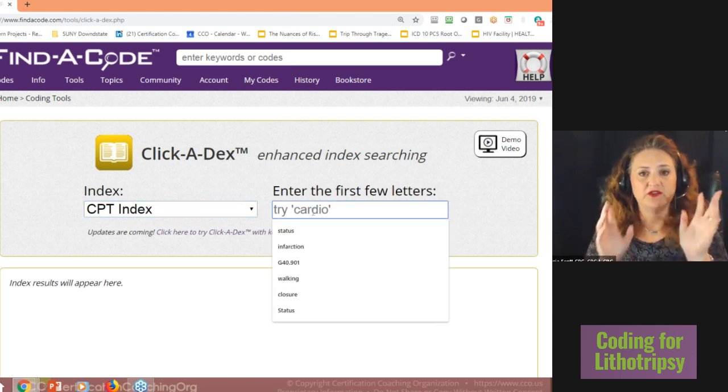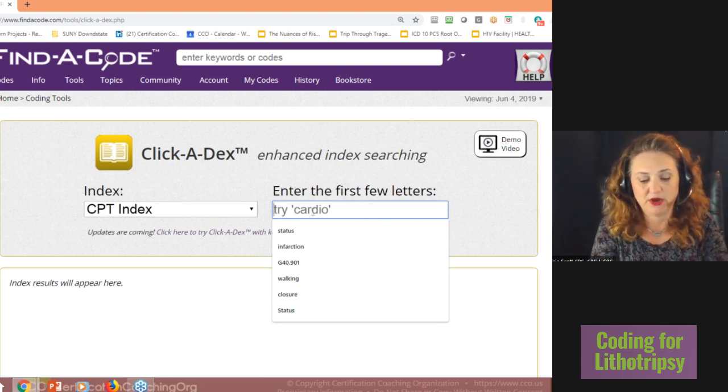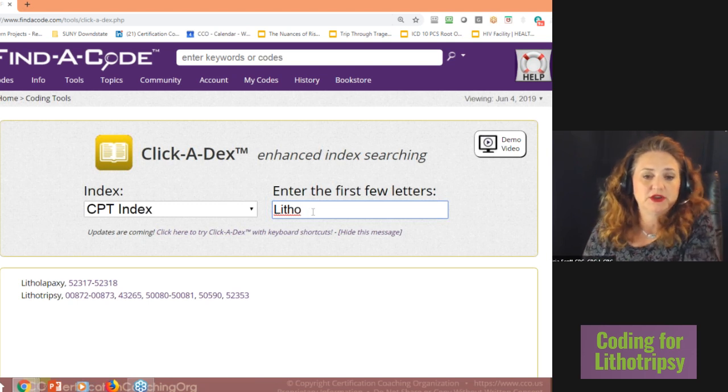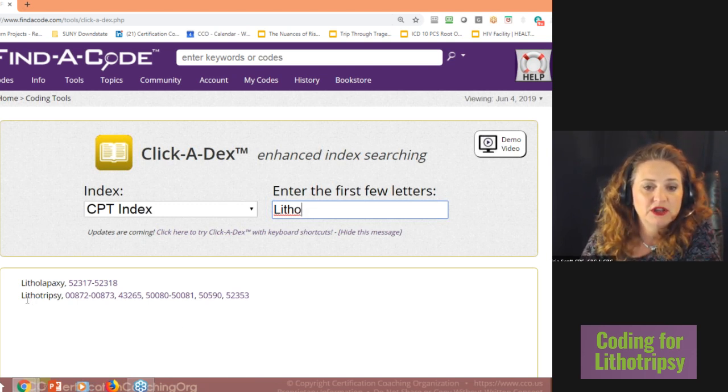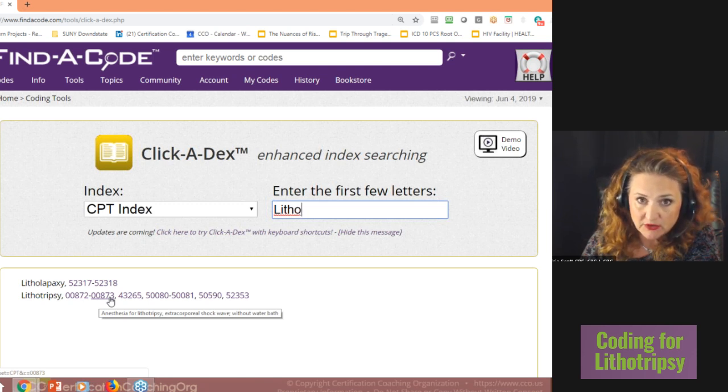If you're following along and you've got your manual with us, just pull out your CPT manual and bring in the index, and then let's just put in lithotripsy. Now look, I didn't even have to spell it all out. Lithotripsy, here are our code ranges that are going to advise us. Now, 00 codes are anesthesia codes, and you may be coding anesthesia for lithotripsy. So that's going to be a code range of 00872 through 00873. We'll go look at those in just a moment.